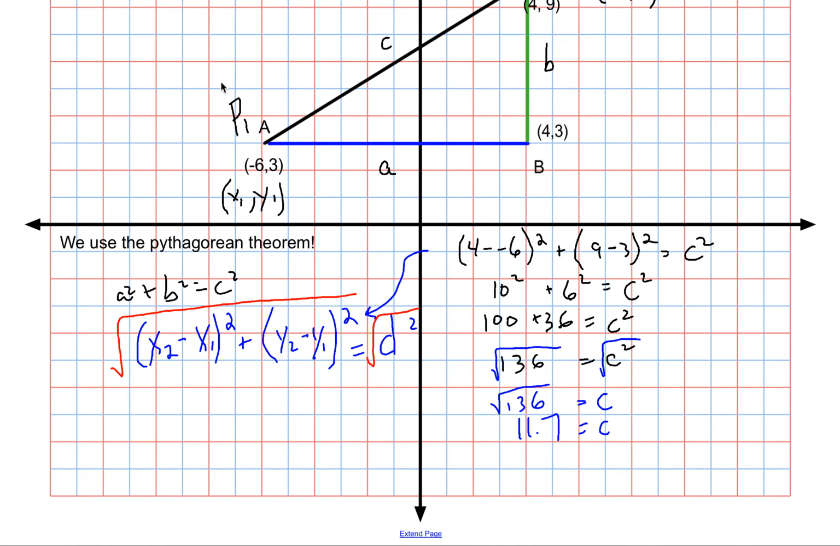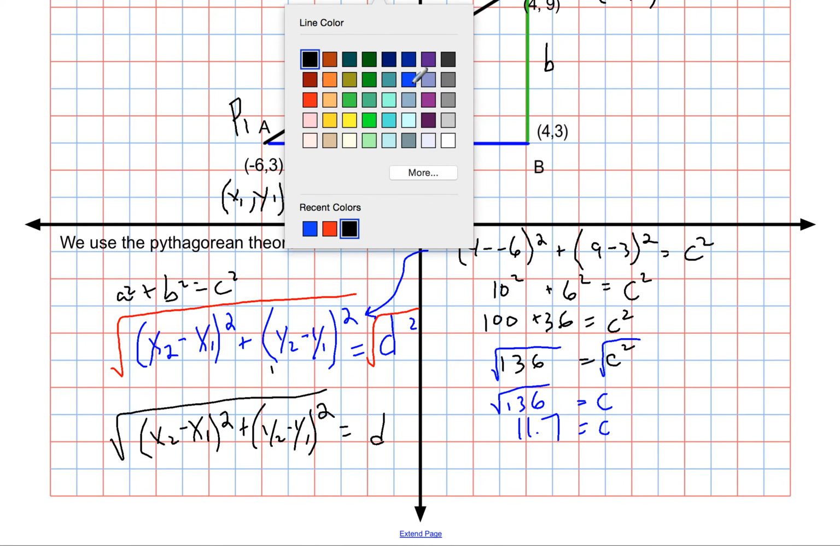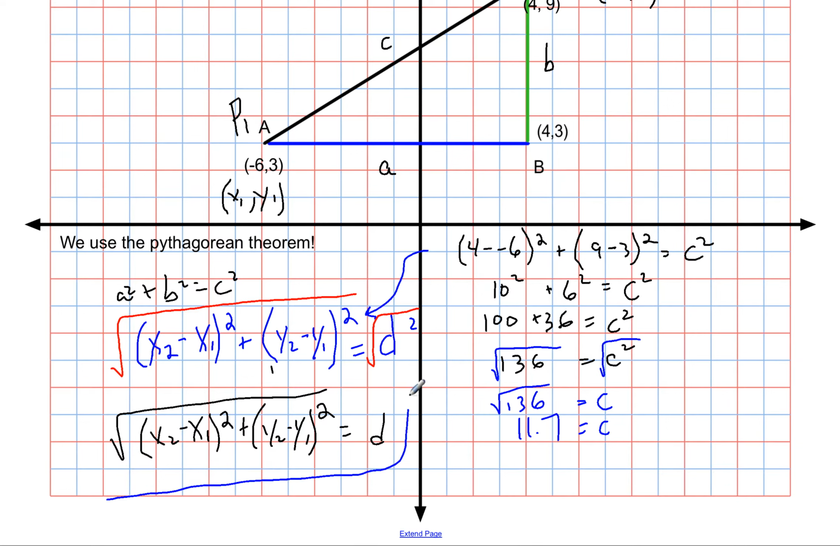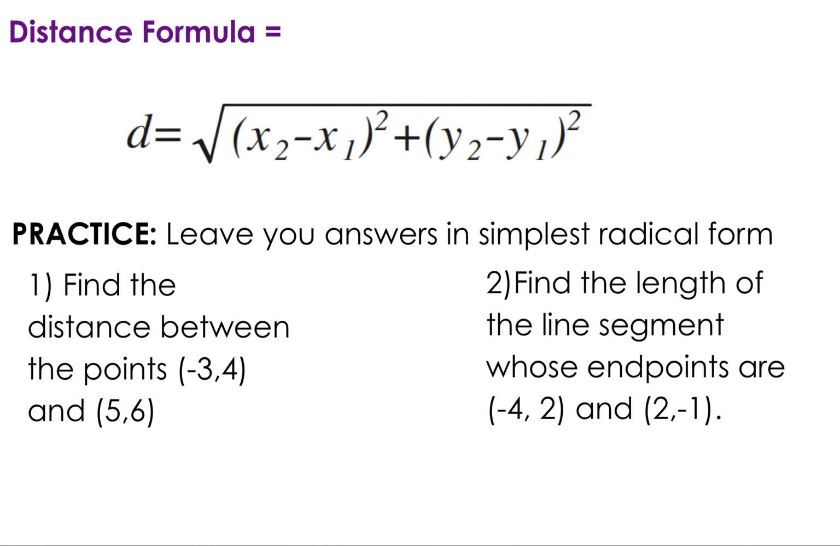So let's see what I've got so far. I've got the square root of d squared, which is equal to d, equals the square root of x sub 2 minus x sub 1 squared plus y sub 2 minus y sub 1 squared. And this is the distance formula, and we've just derived it. Right over here is the distance formula. So let's make a note of that. The distance formula is d for distance equals the square root of x sub 2 minus x sub 1 squared plus y sub 2 minus y sub 1 squared.